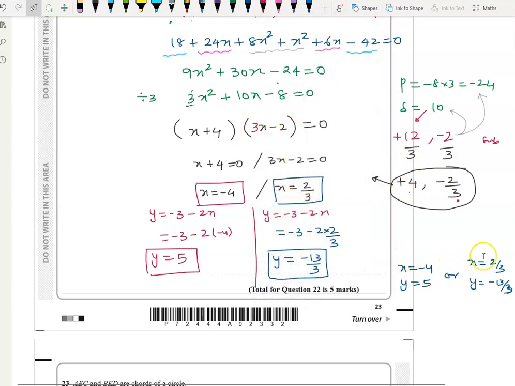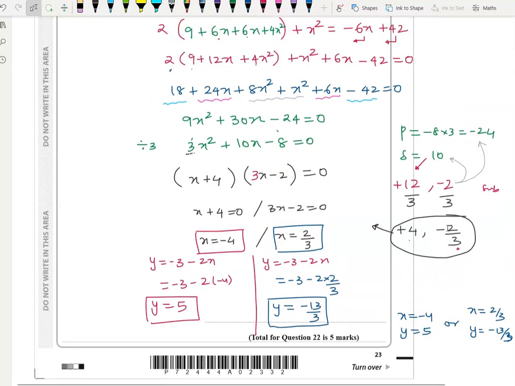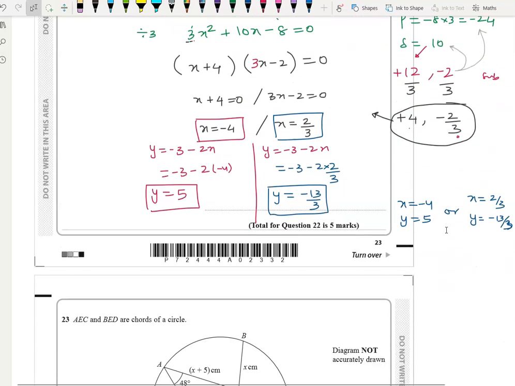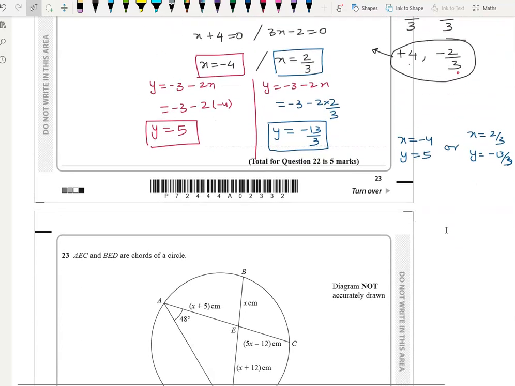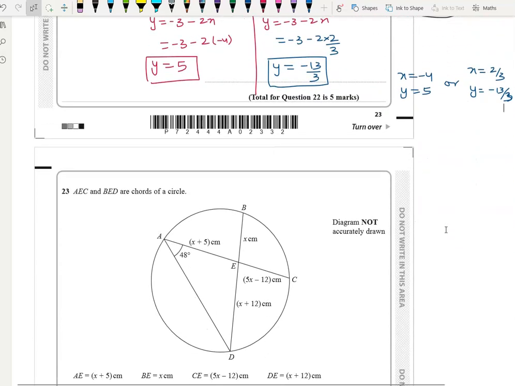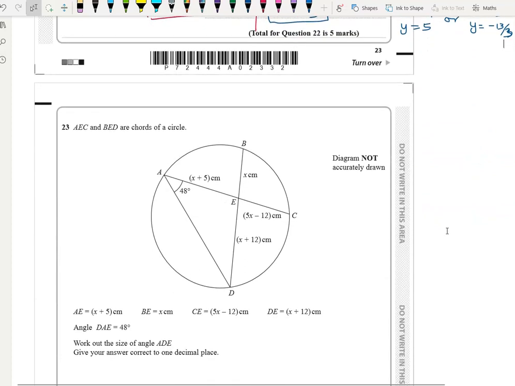Okay, so this question was for 5 marks. We call it a non-linear simultaneous equation. Okay, now moving to the next question. Question number 23. AEC and BED are chords of a circle. All the information is given in the diagram. Angle DAE is 48. Work out the size of angle ADE.